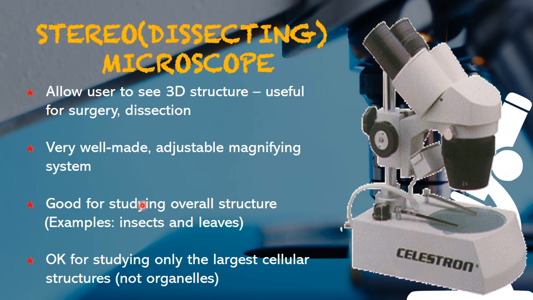Okay, so this one is very good for studying the overall structures of insects and leaves, and it is also used to study larger cellular structures, but not the organelles. If you want to observe the organelles, you need to use the electron microscope.